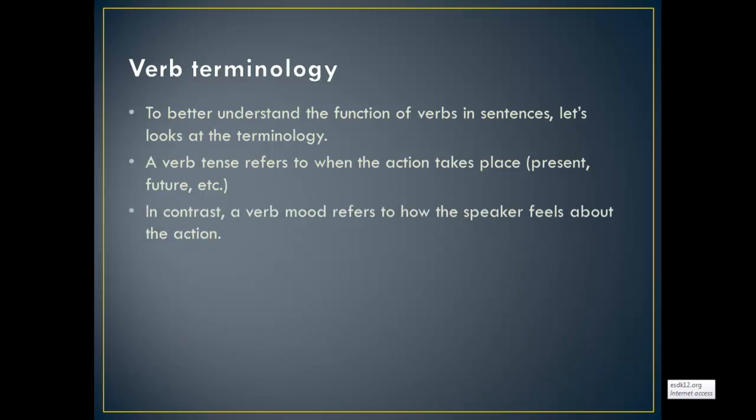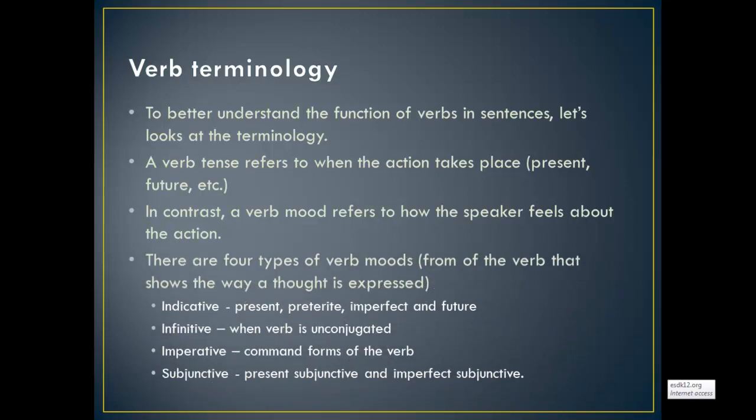Okay? In contrast, a verb mood refers to how I feel about the action, how the speaker is going to feel. There are four types of verb moods: indicative, infinitive, imperative, and subjunctive. Indicative is your tense, your present, preterite, imperfect, future. Infinitive is your unconjugated form of the verb. Imperative are your commands, and subjunctive is your present and your imperfect subjunctive. These should be kind of review. Hopefully you've covered some of this in English.